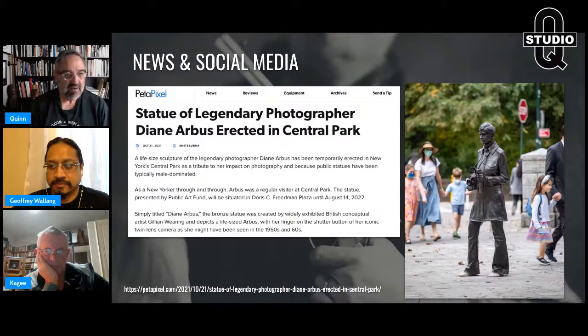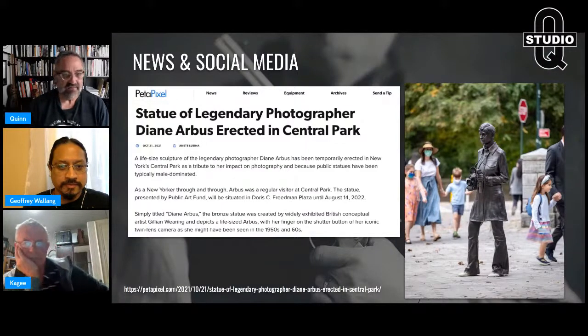But man, Diane Arbus, one of my favorite all-time photographers, they've actually erected a full-size statue of her in Central Park in New York, which is really cool. She's deserving of that, plus much, much more. You can go over to PetaPixel and read the whole article. Jeffrey sent that over. I appreciate that.